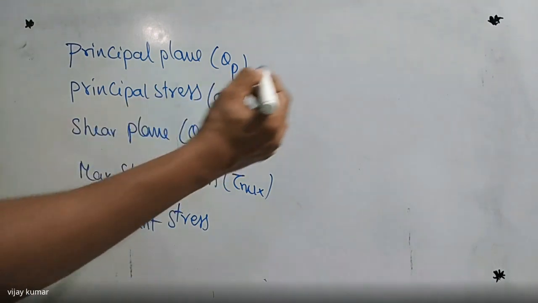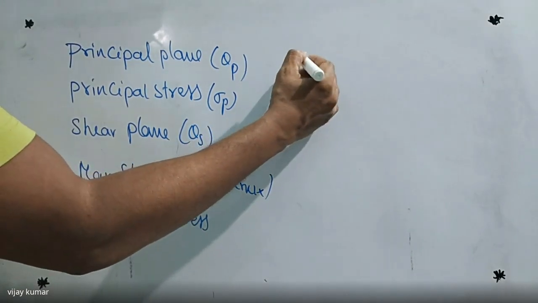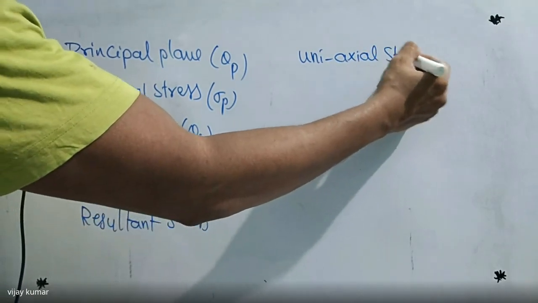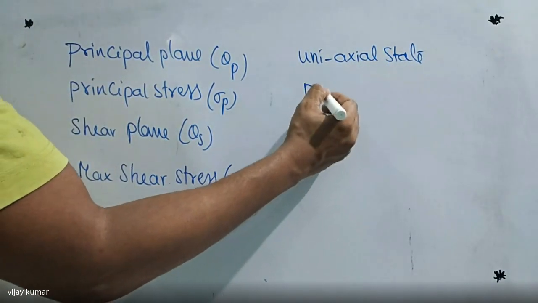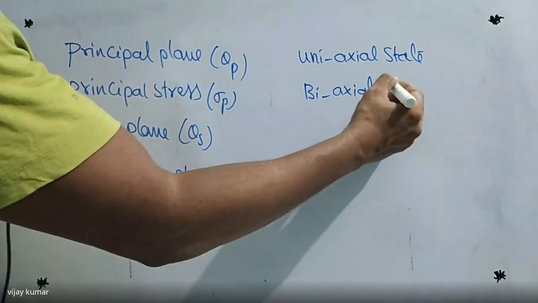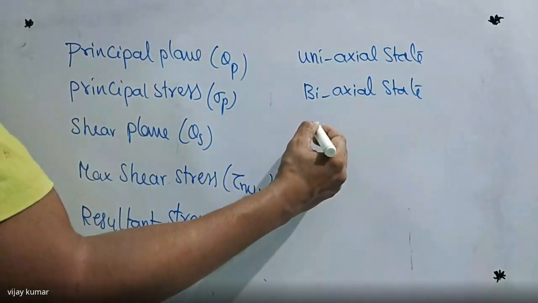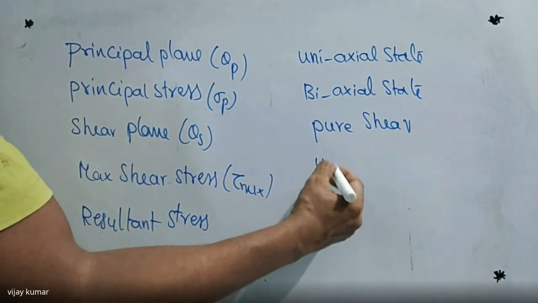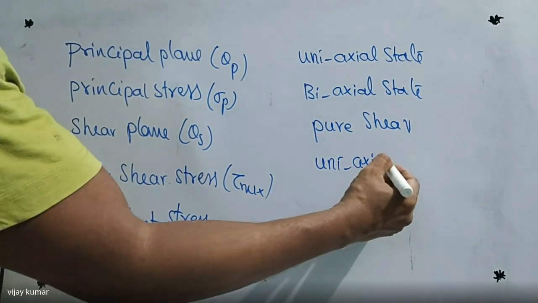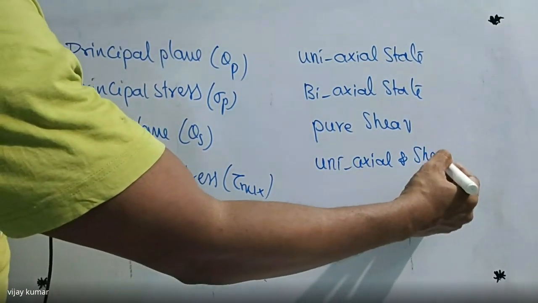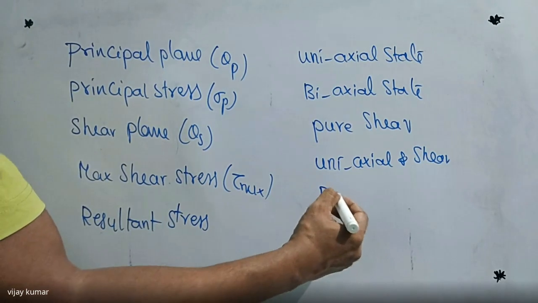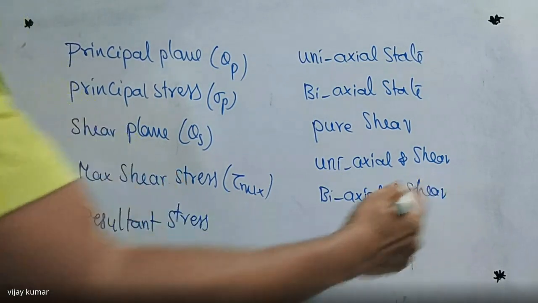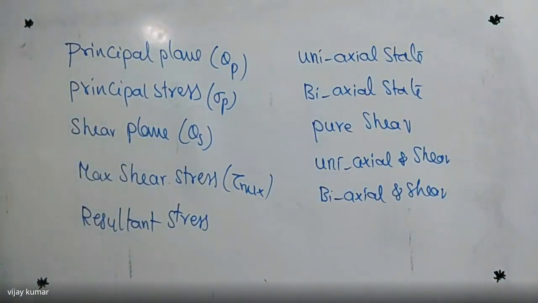What are the cases here? We know that the first one is the uniaxial state of stress, then the biaxial state of stress. The next one is pure shear. The third one is uniaxial and shear. The next one is biaxial and shear. So these are the five cases we studied in the last class.